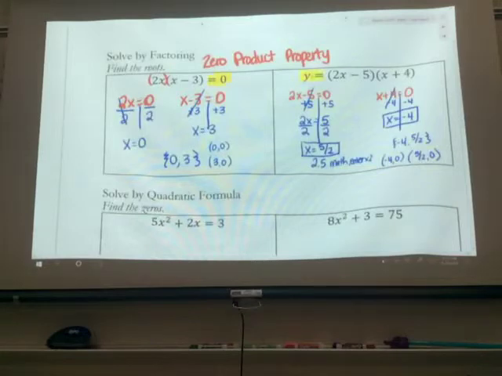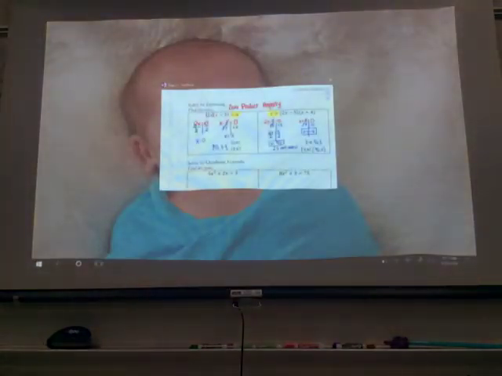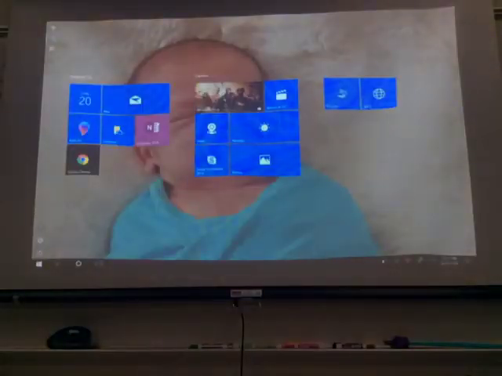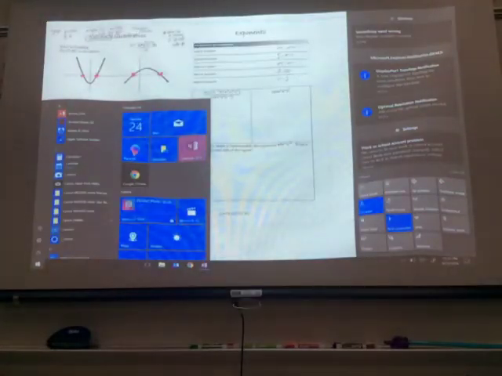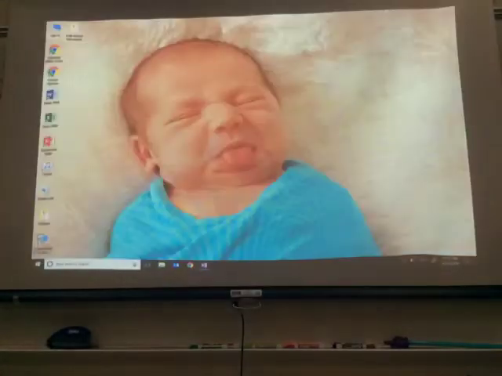I can easily go to my y equals screen. I don't know where that is. Hold on, let me get out of tablet mode. Okay, I could easily go in my calculator, because I know that's what all of you are doing right now.